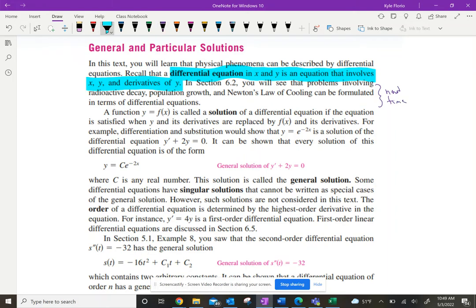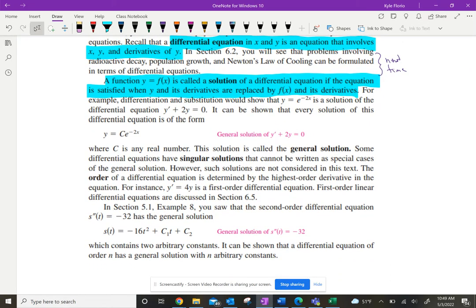So a differential equation is an equation that involves x, y, and its derivative, and we call y equals f of x a solution to the differential equation if the equation is satisfied when y and its derivatives are replaced by f of x and its derivatives. That's something that we can write down, but let's look at an example as well just to get a better illustration of what's going on here.